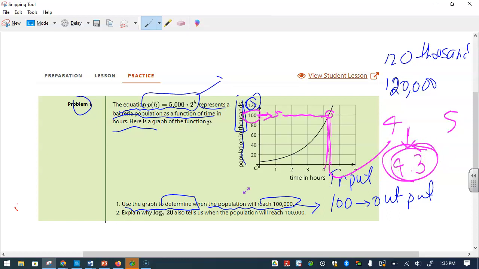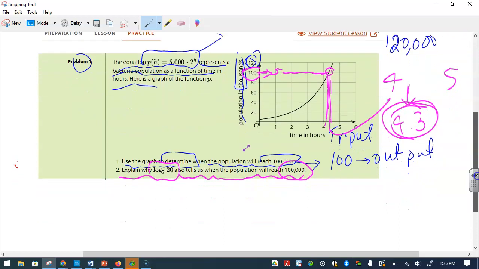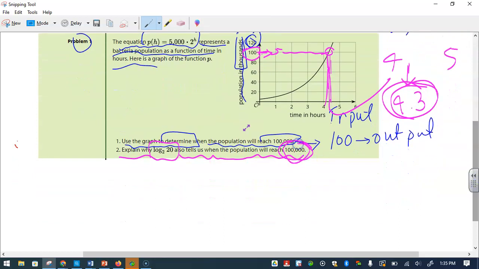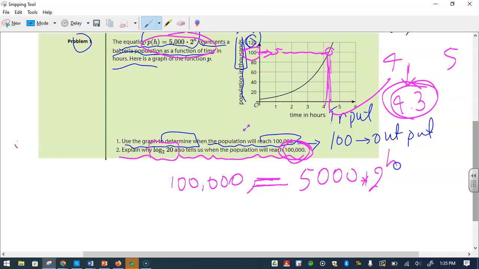Then the second question says, explain why the logarithm of 20 to the base 2 also tells us the population will reach 100,000. This is where you have to solve the equation. 100,000 is the output, the population of bacteria. The question is, when will it reach 100,000? The model exponential function is already given to you: 5,000 times 2 to the h.